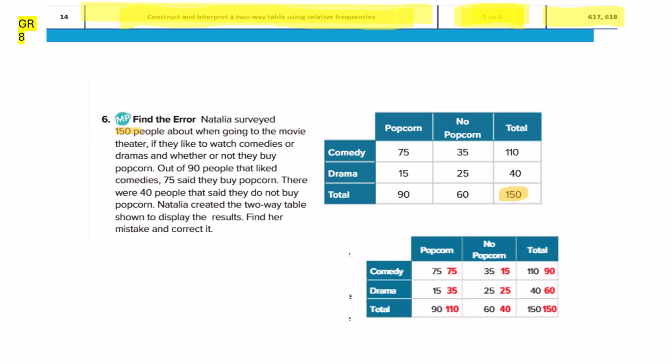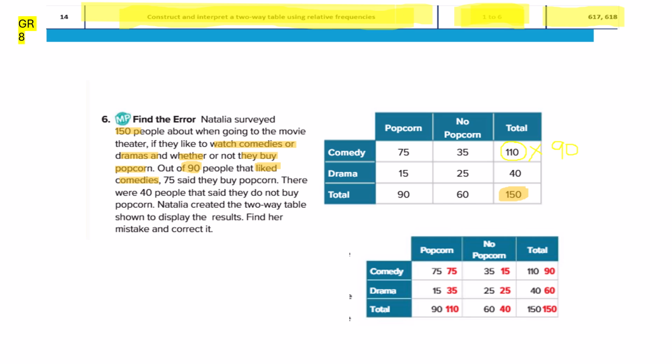If they like to watch comedies or if they like dramas, and whether or not they like to buy popcorn. So they say out of 90 people that like comedies, so go to comedy and go across and see if you have 90, because that is your total. And we find that this is incorrect. This should have been 90, because they say out of 90 people that like comedies.